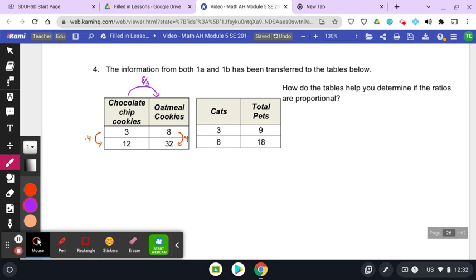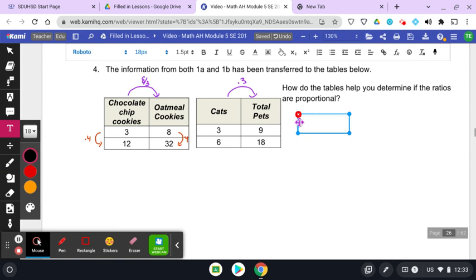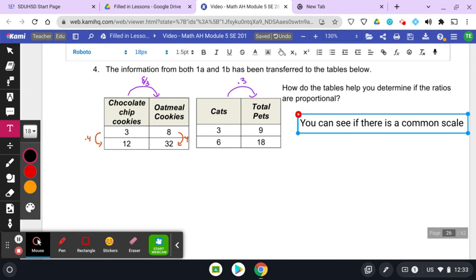12 times 8/3 also gets me 32. Okay, on my cats to pets, I'm multiplying by 3. So I can see if I have a factor between the 2 columns, then there is a common scale factor. You can see if there is a common scale factor between the ratios.